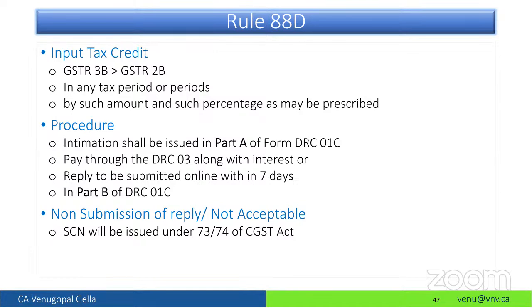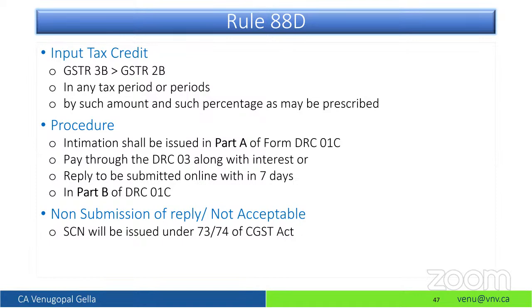And this can happen in any of the tax periods. Now, government is going to run an algorithm at the back end, and basis certain percentage, they are going to issue an intimation to you. Please note, an intimation to you under Part A of DRC 01C. It's a new form which has been designed and this is active.